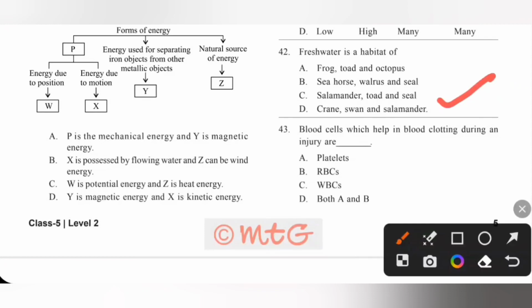43. Blood cells which help in blood clotting during an injury are dash. A, platelets, B, RBC, C, WBC, D, both A and B. So the blood cells which help in blood clotting during an injury are platelets. Okay, so option A is the correct answer.